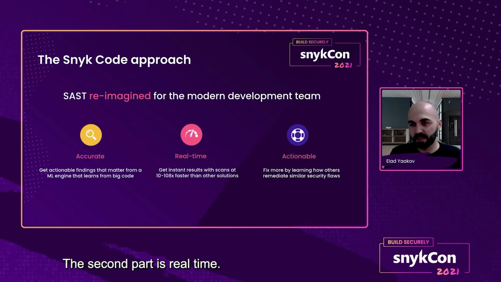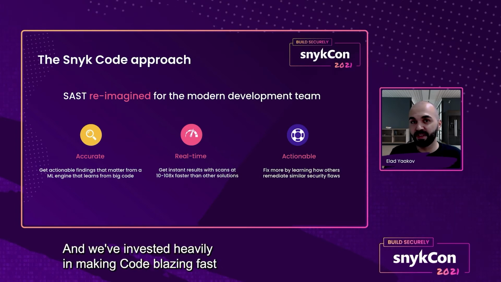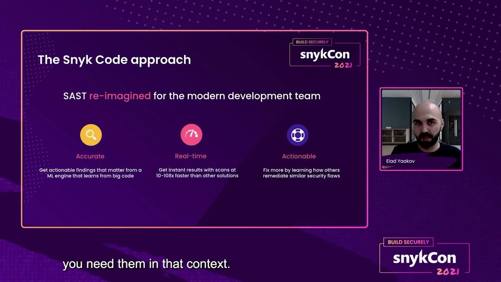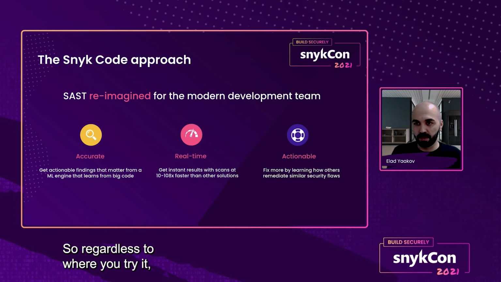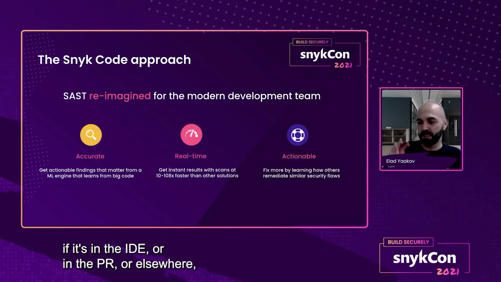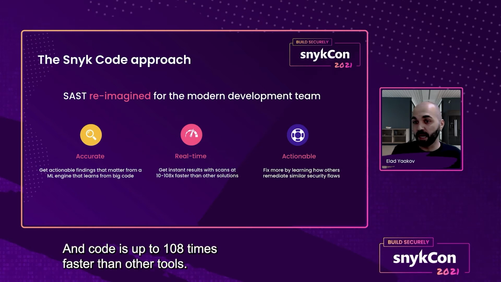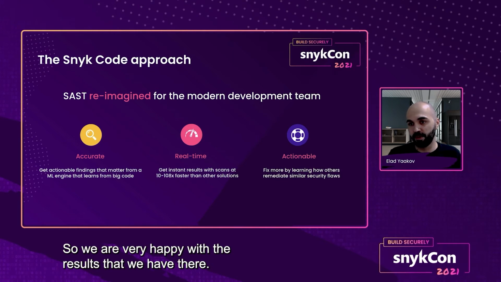The second part is real time, and we've invested heavily in making Snyk Code blazing fast and getting your results right there when you need them, in that context. So regardless of where you try it, whether in the IDE, in the PR, or elsewhere, you would get almost instant results. Snyk Code is up to 108 times faster than other tools, so we're very happy with the results that we have there.